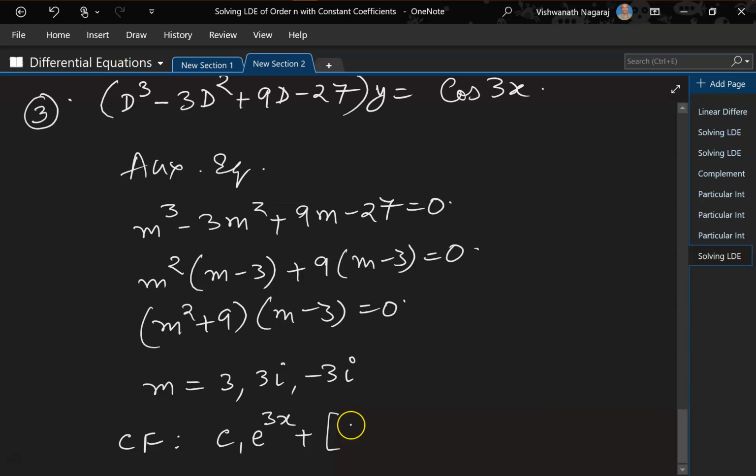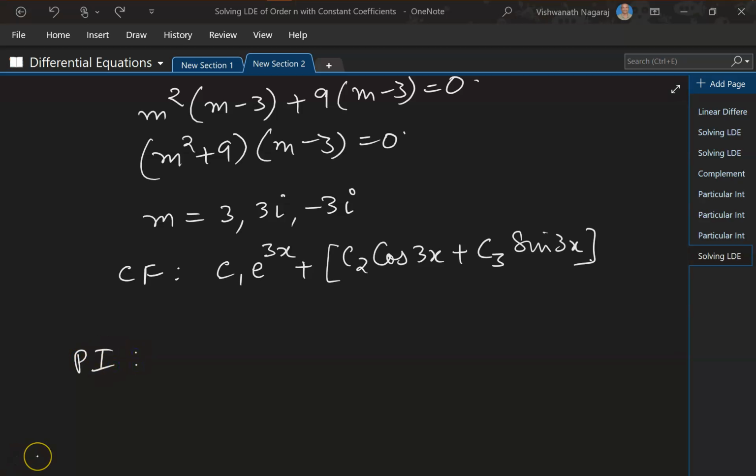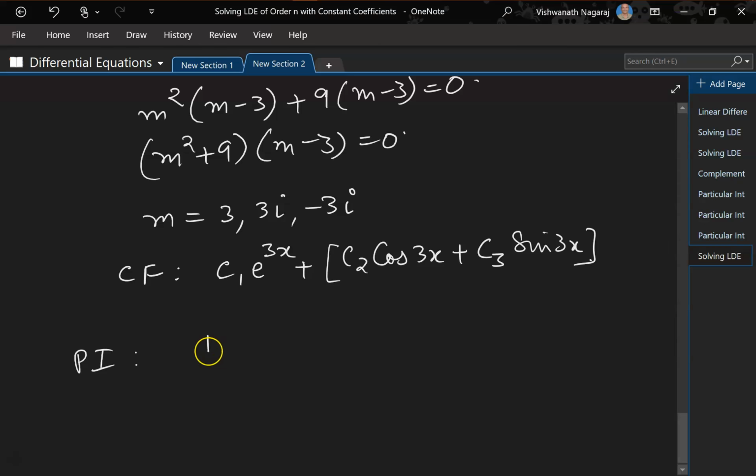So the complementary function would be c1 e to the power of 3x plus the conjugate pair would be c2 cos 3x plus c3 sin 3x. Okay, so that is the complementary function. Now we have to figure out the particular integral. Remember, this would be 1 by f of d, that is d cube minus 3d square plus 9d minus 27 cos 3x.